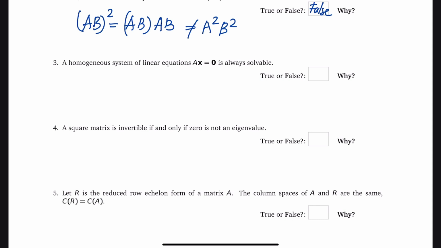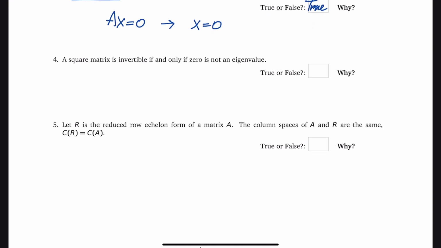Okay, a homogeneous system of linear equations is always solvable, it always has a solution, which is a true statement, right? We know that a homogeneous system of linear equations, Ax equal to 0, always has the trivial solution, x equal to 0. Then if the matrix A is singular, for example if it has 3 columns, then it might have infinitely many solutions.